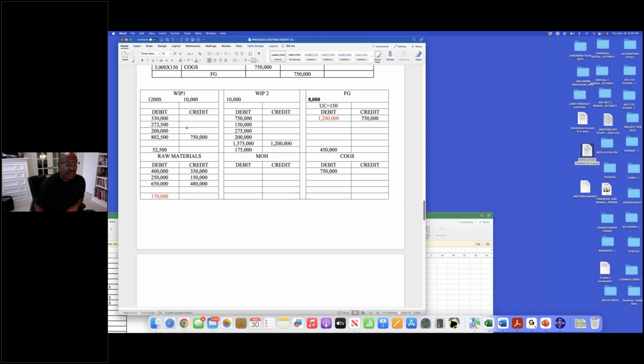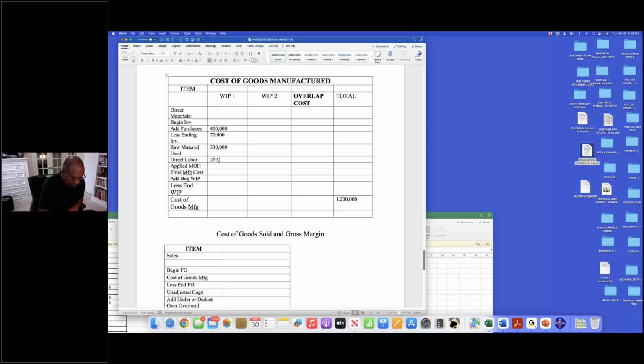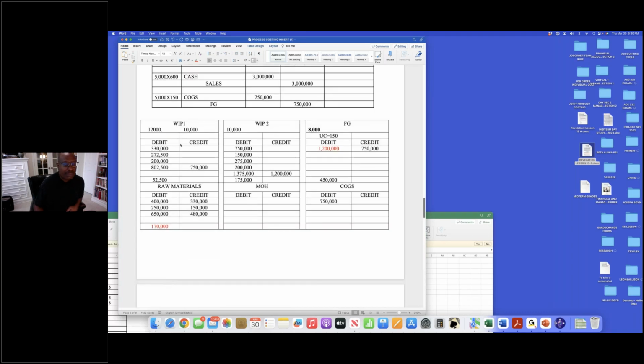So hold on. We add purchases. That's what you've been doing all the time. I always have issues with this cost of goods manufactured because I don't really know where to pull the numbers from. Pull the numbers for work in process one from the work in process account. So everybody see that. All of those numbers on there are from the work in process one account.